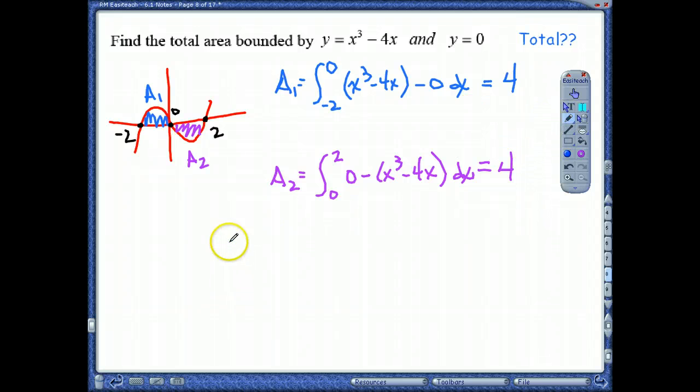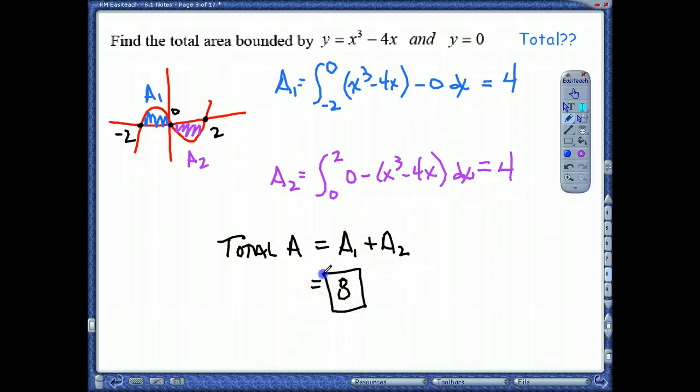When they ask for total area, I'm going to take A1 plus A2. That gives us 8. Okay? So 8 is going to be our final answer.